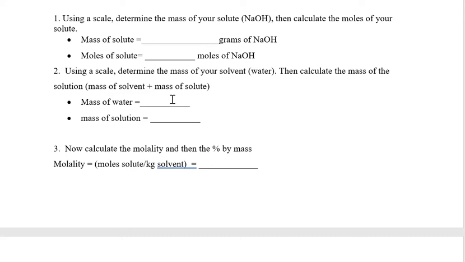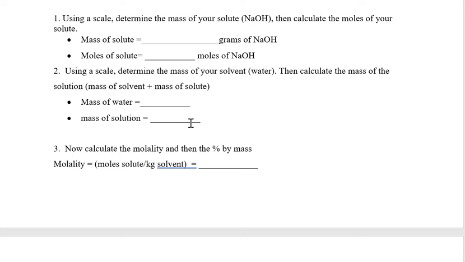Now we can do a simple calculation to figure out the mass of our solution, because that's going to be nothing more than the grams of sodium hydroxide plus the mass of the water. So that number right there plus this number here, in this case it's going to be 9.29 grams plus 109.23. That will give me the mass of my solution.